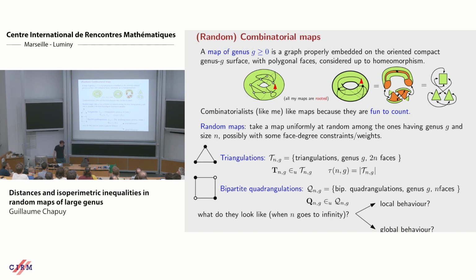and I want to do probability, so I want to take one at random and say something about it, right? What do they look like? And typically n will go to infinity. So I want to take a very, very large one and say something interesting about it. So of course, it depends what you're looking at. You can ask different questions.